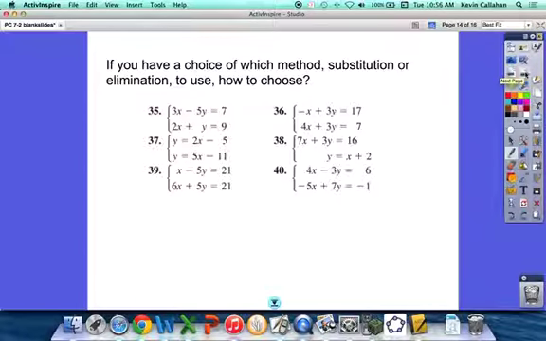Okay, oh, I remember. I was trying to figure why I still had one more slide. If you have a choice in which method to use, most of the time, just thinking of the steps that you use to solve, if you have an equation that's already solved for one of the variables, that kind of makes substitution the right way to go. If you have them both in standard form with the x's lined up and the y's lined up, it probably makes elimination the right way to go.